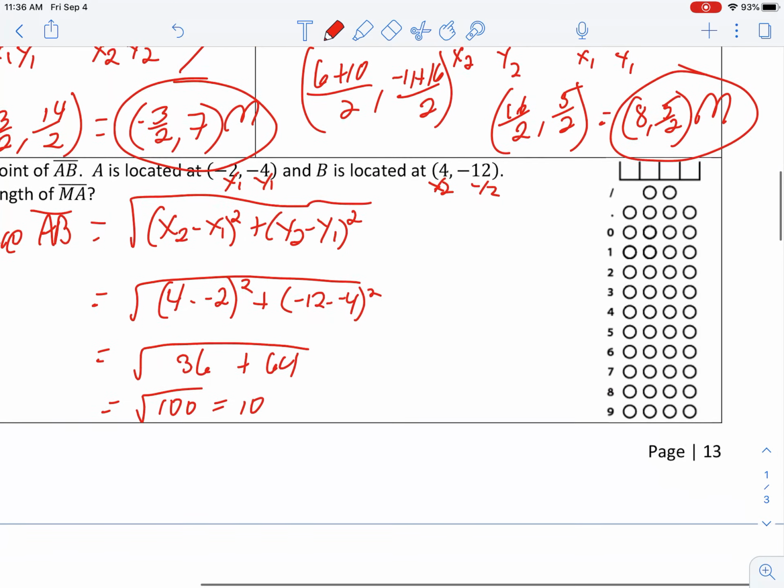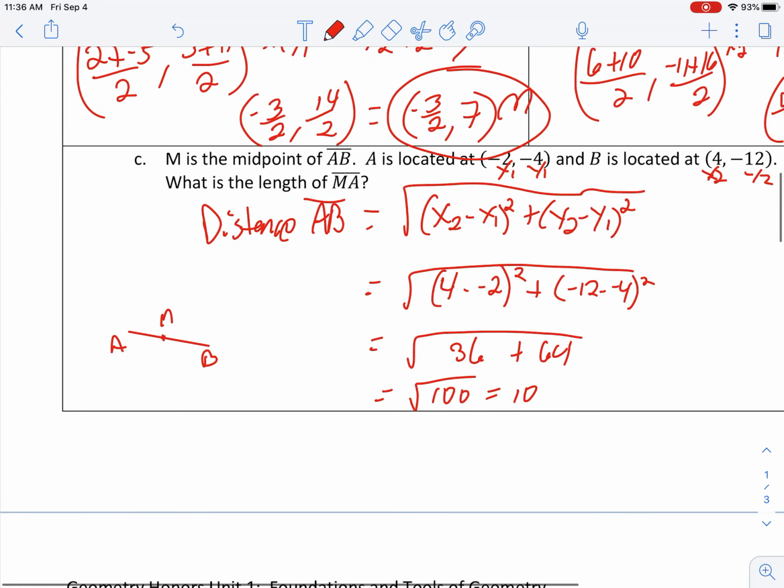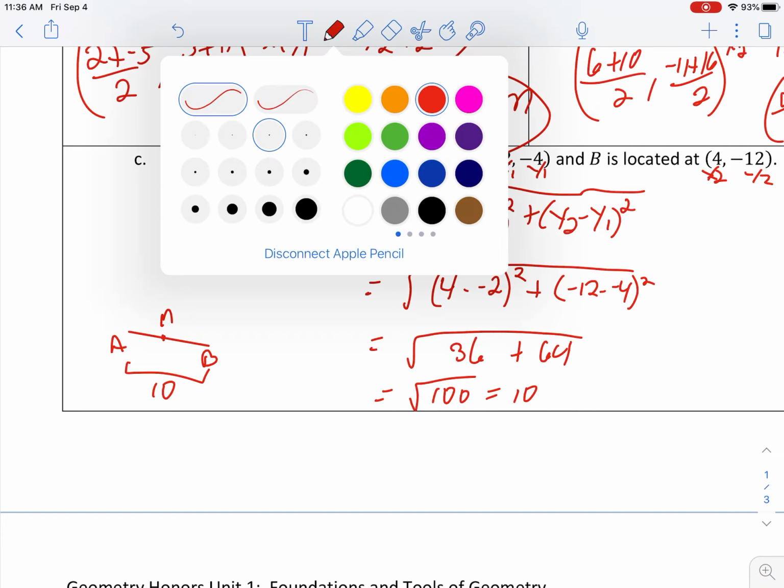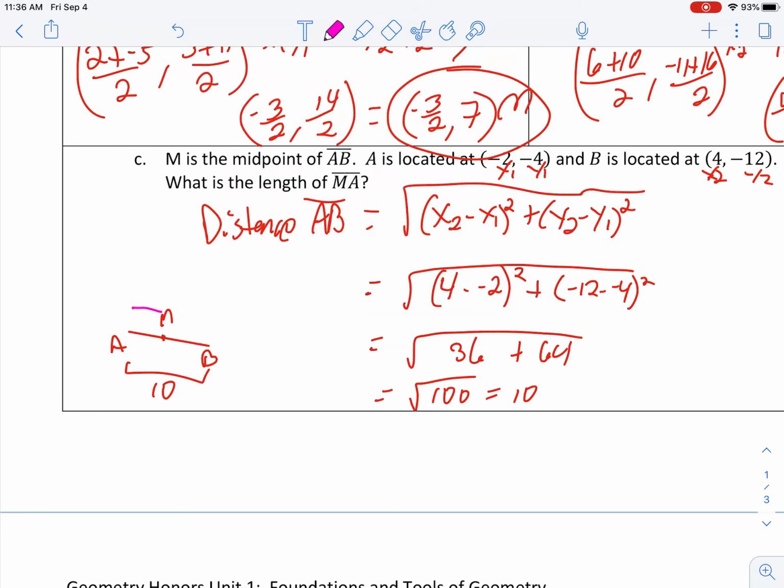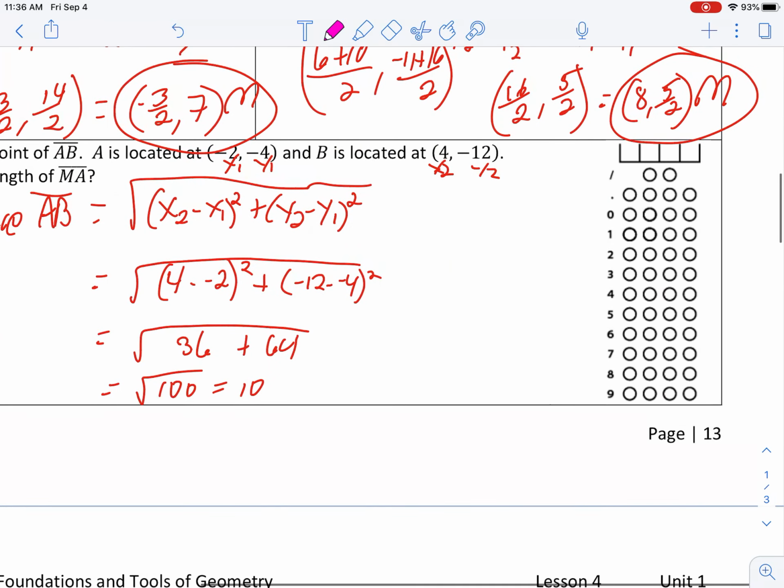Now again, that 10 is not my answer here, okay, that I'm going to put in that grid response. That 10 is the distance from A to B. And the question specifically says, what's the length of MA? So MA is obviously right here, half of 10 then, because the midpoint cuts it in half. Gives me length of MA to be a length of 5.